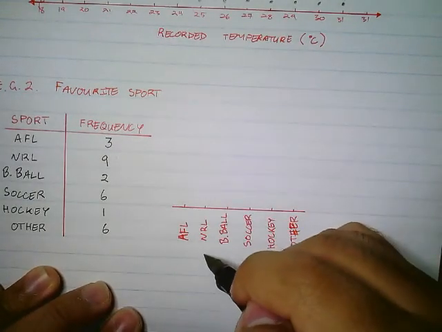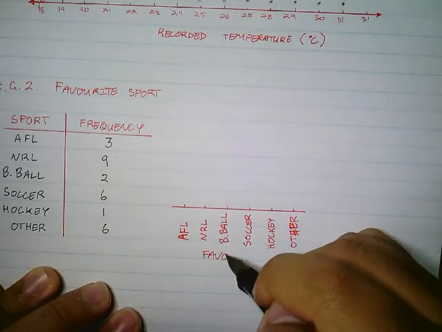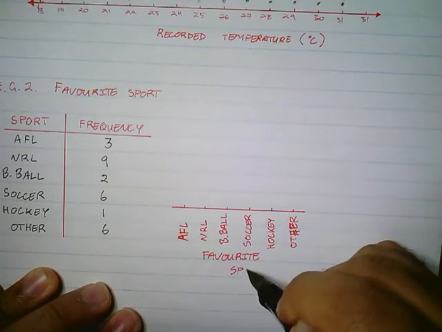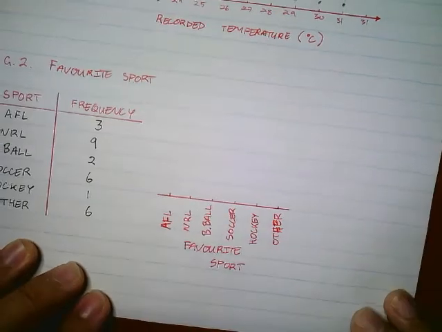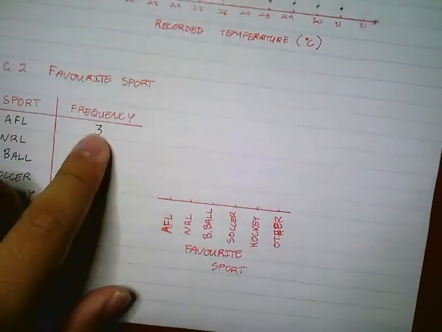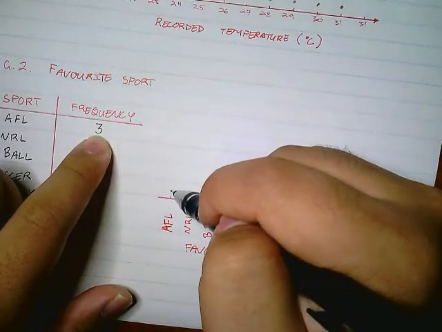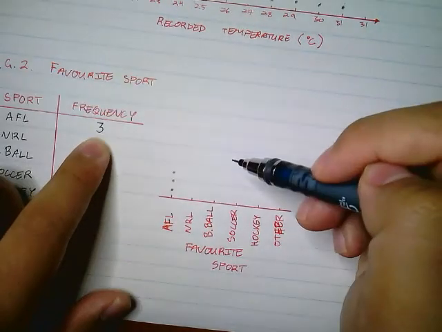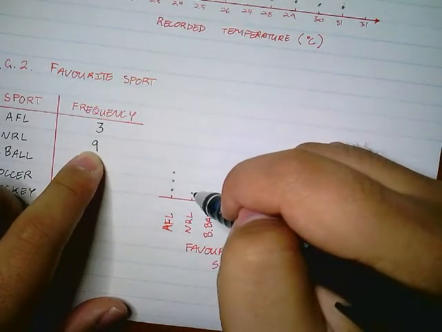And we'll just give this a label. This is favorite sport. Once again, AFL has 3, so we put 3 dots. 1, 2, 3. NRL has 9. Once again, keeping it level.